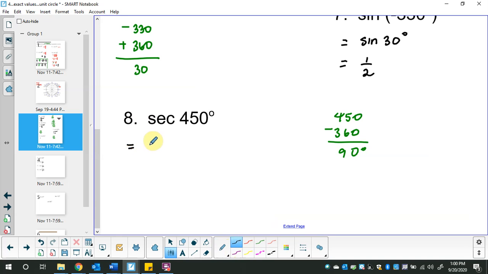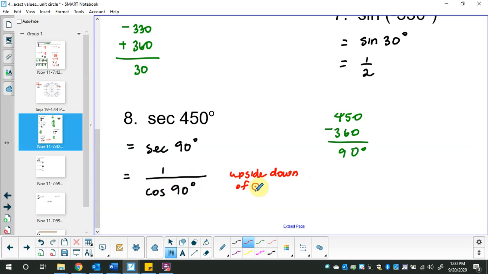So now we have secant of 90 degrees. So I can find 90 degrees on this, but I can't find secant. This is a reciprocal identity. So this is the same thing as 1 over cos 90. Translated, that is upside down of cos 90 degrees. Something you are not allowed to write is this. That's not even a thing. That 90 has to be right beside a trig word.